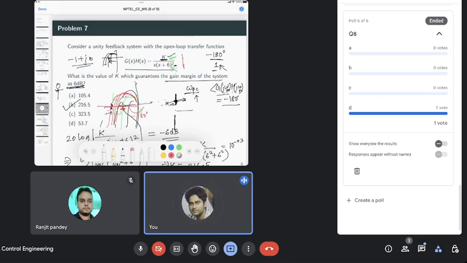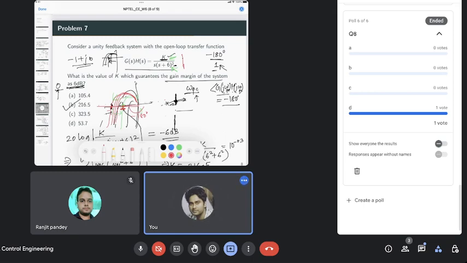So you compute your phase crossover frequency at that point where your phase angle is -180 degrees. Your system gain should be less than 1 for your non-minimum phase system, when you don't have any right half pole or zero of your open loop transfer function. At the phase crossover frequency, when your phase angle is -180 degrees, you want your gain to be less than 1, and how much gain you can increase is called the gain margin.